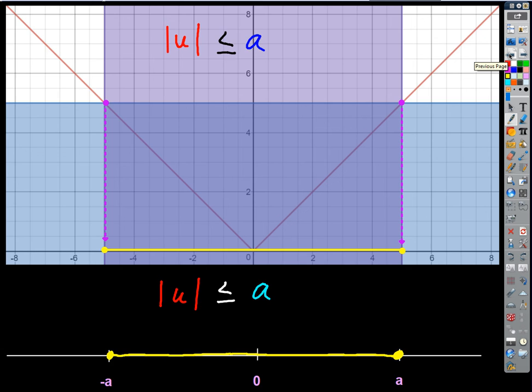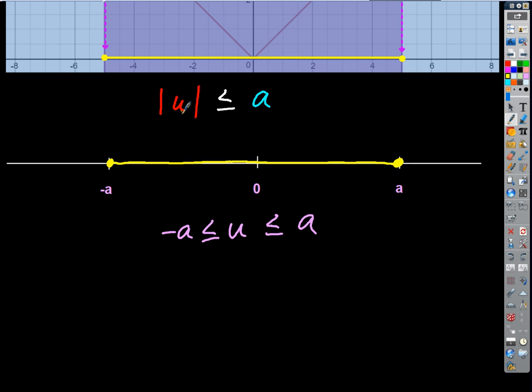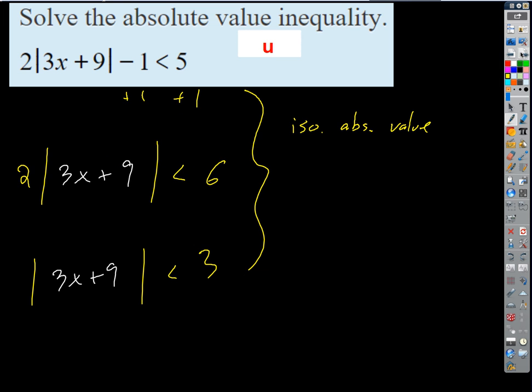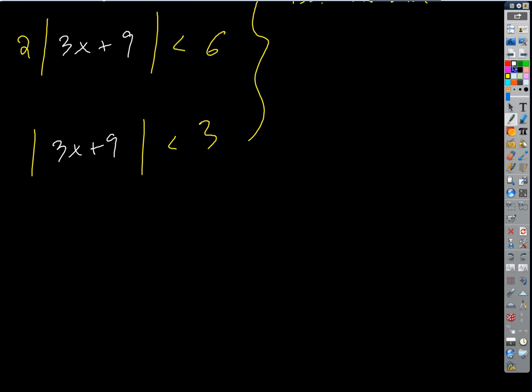Well, what did I do here? Whatever was inside goes in the middle, and it's going to be greater than negative that number and less than positive that number. Okay, so let's try that again. There's my u, my 3x plus 9. What am I doing? What do you think? In this one, we don't have any equals, right? So the positive goes there, and the negative goes there, doesn't it? Now that looks weird, but we've done that before.